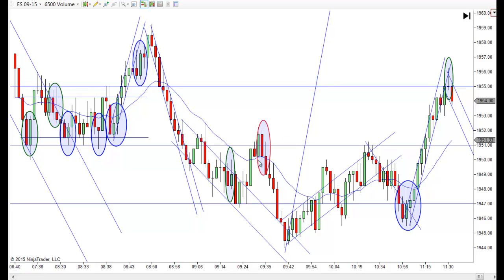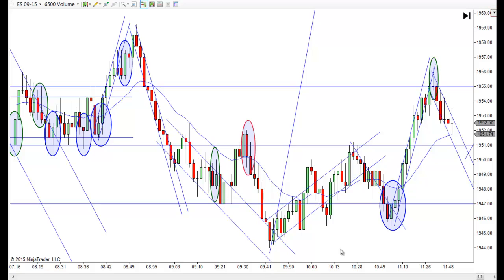It's a second entry short. It's the first break of this spiking channel. It's at the midline. A couple of different reasons to like it. You figure you're coming back to test that low again, and that's what happens. You actually could have got a couple extra points out of that, depending on how you managed it. And then we bounce.